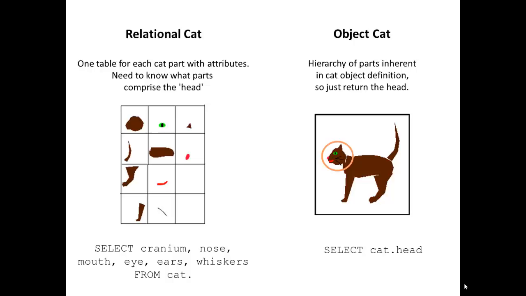We need to know what a head is. In the relational model, because of the hierarchical part of structure, which already includes that information, it's embedded within that hierarchical structure what the head is, because of the part-of relationships. All we have to do is select cat.head. So this, you can see, is a much simpler, more intuitive way of getting to a cat's head than this.